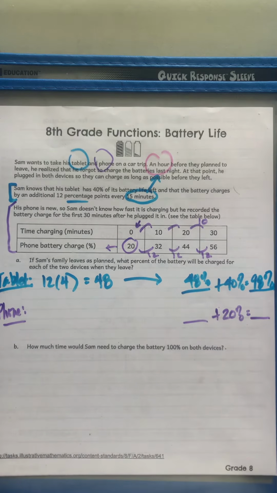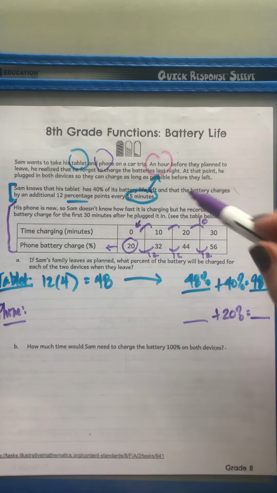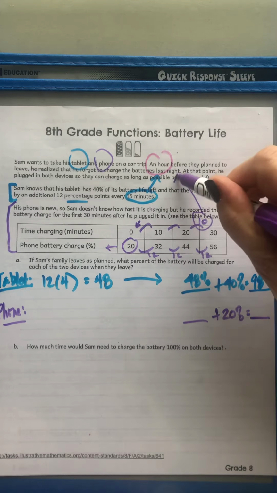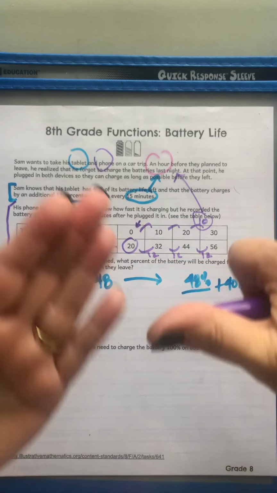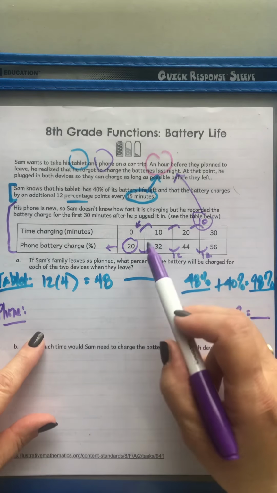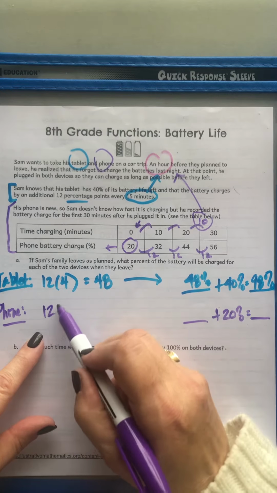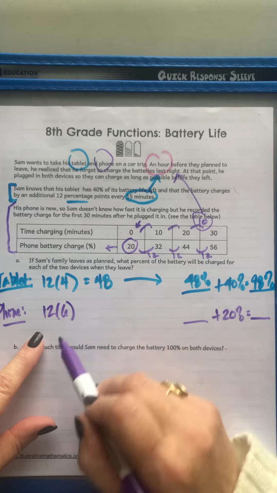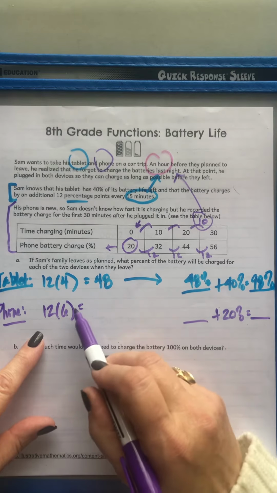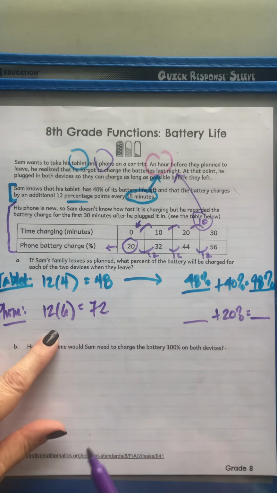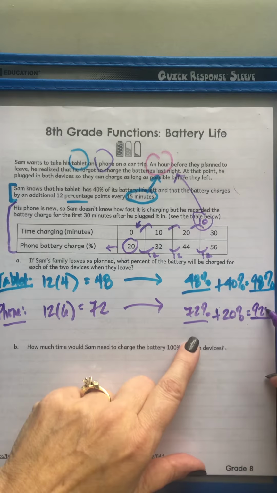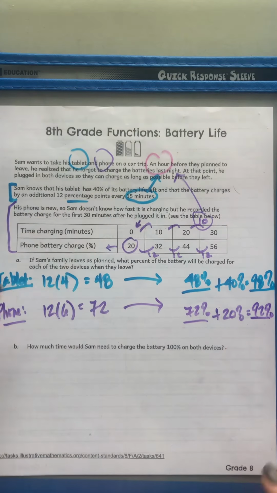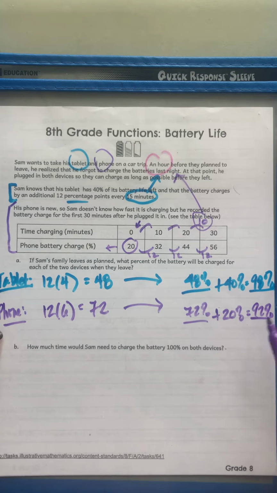So let's think about how many sets of 10 there are in 1 hour. Again, going back to this idea of how many sets of 10 are in 1 hour. So 10, 20, 30, 40, 50, 60. I have 6 sets. So it's going to charge 12% every time, so I need 6 times 12, right? And that's going to give me 72. So I'm going to put that in here. That's going to give me 72% more. So altogether, I'm going to have 92%. So when they leave in 1 hour, his tablet's going to have 98% and his phone's going to have 92%. So that's answering the first one.